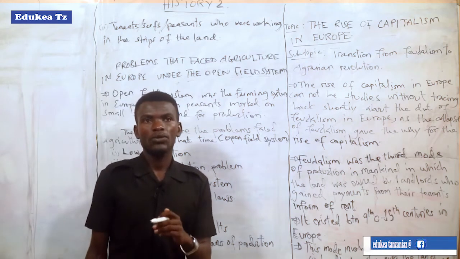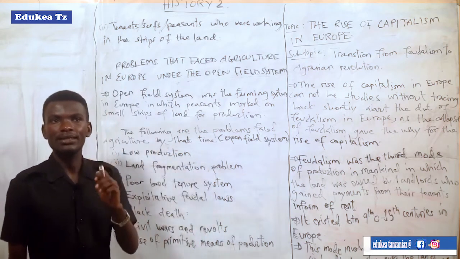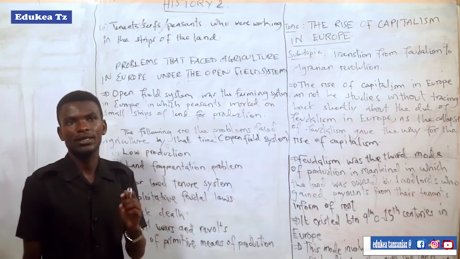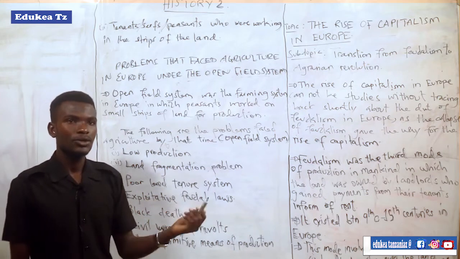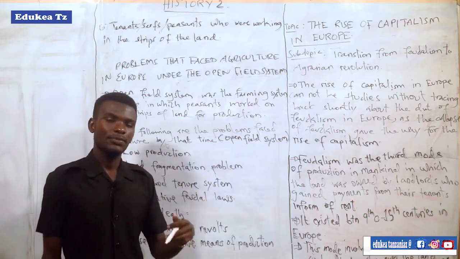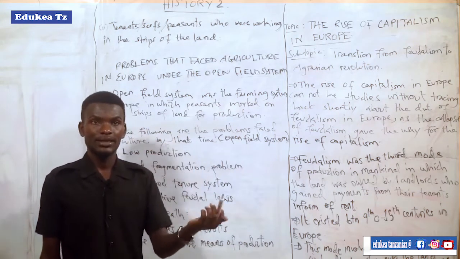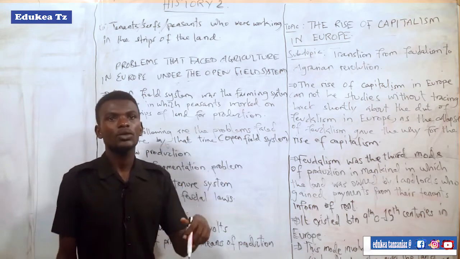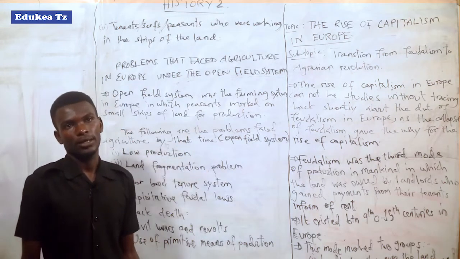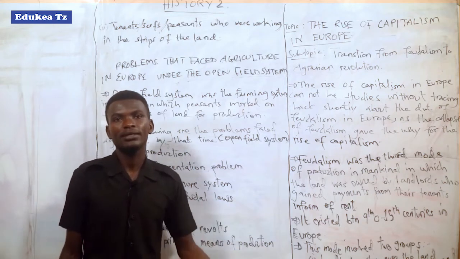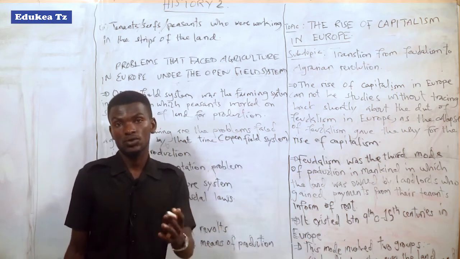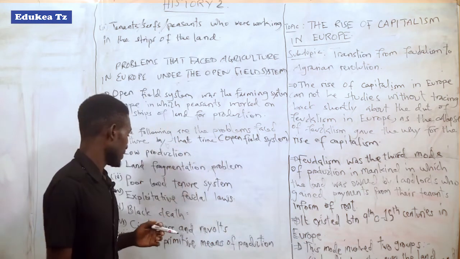Black Death was the death that killed many people during the feudal system in Europe at that time, where landlords, tenants, peasants were dead. And that led to the production to slump down, so it could not satisfy the needs of people according to the production which were taking place by that time.